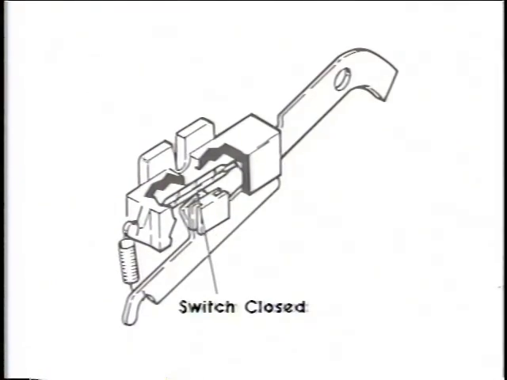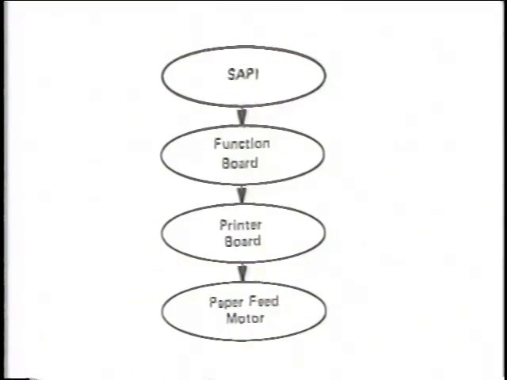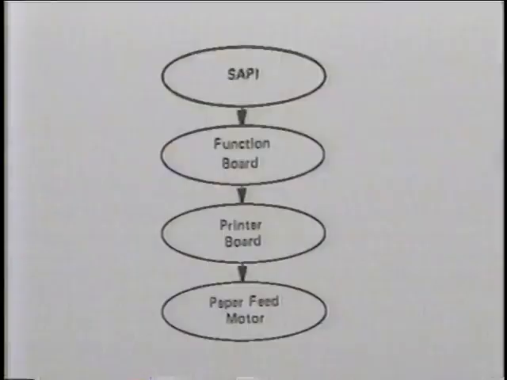Pulling the paper bale load lever moves the SAPI arm out from between the magnet and the reed switch, allowing the magnet to pull the contacts together and close the switch. When the SAPI switch closes, it completes a circuit through the connector on the function board. The function board then tells the printer board to perform the SAPI operation. Then the printer board drives the paper feed motor to feed paper into the machine. This completes paper feed.